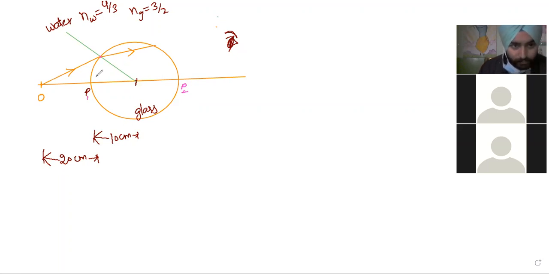जो first surface होगी उसके लिए क्या बनेगी? For the first surface we have to draw the image. And जो first surface की image है, that will behave as object for the second one. Is this clear?